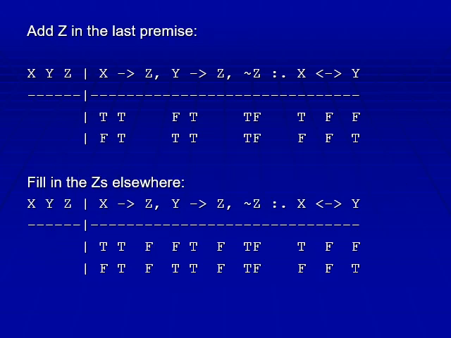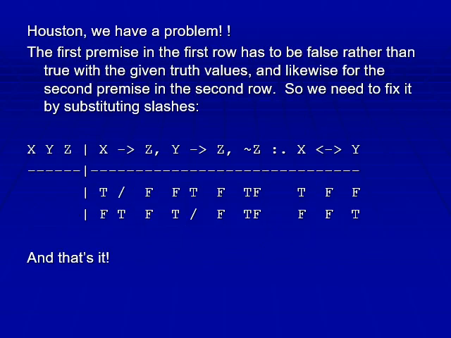Add z in the last premise. You want not z to be true, and so z is going to have to be false. Then we fill in the z's down at the bottom of the screen there. And what do we get? Houston, we have a problem.